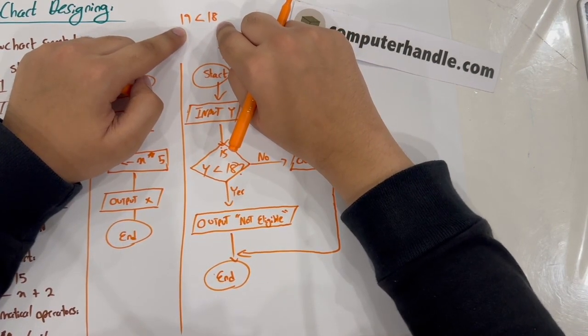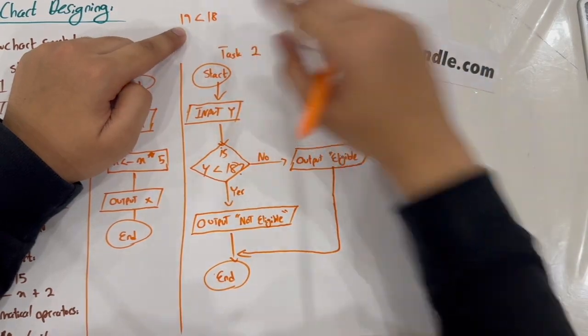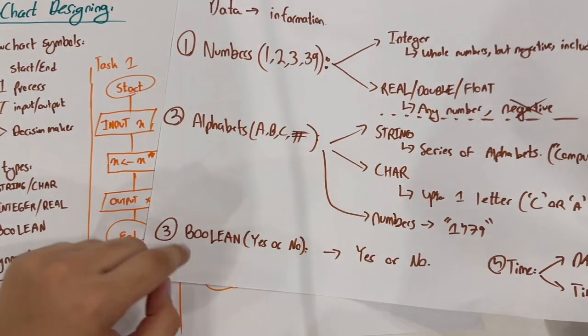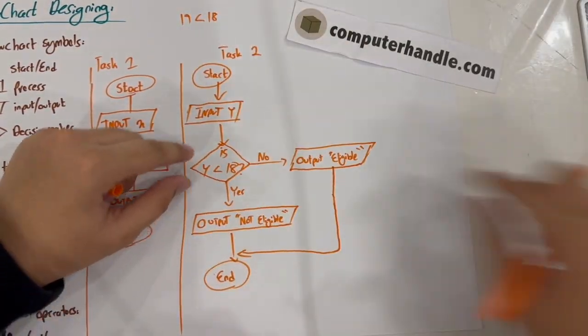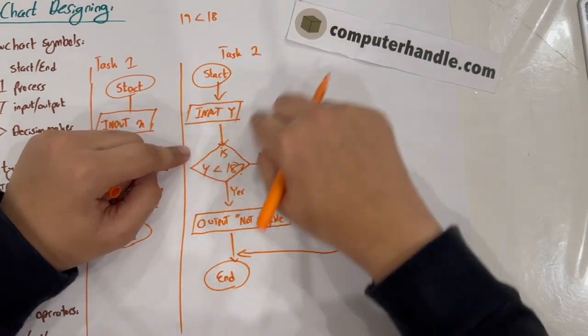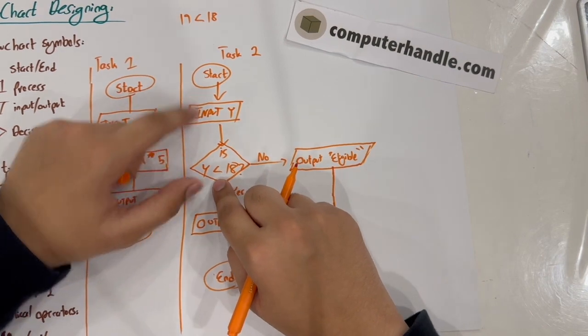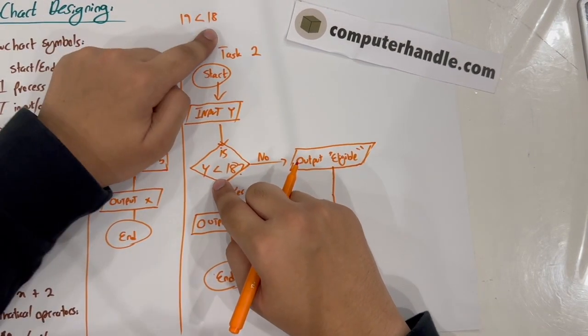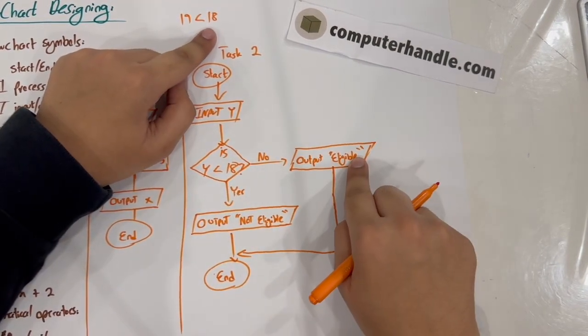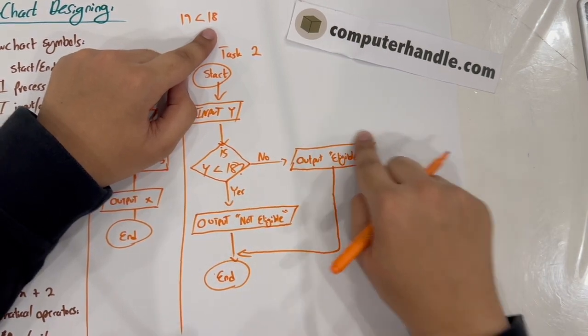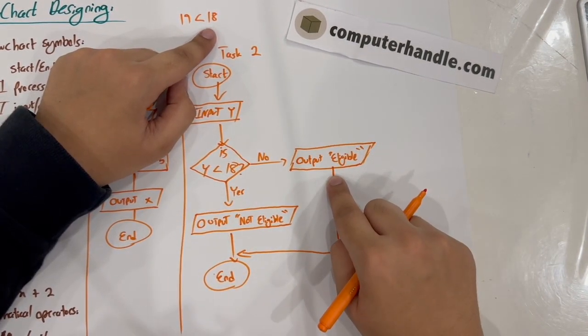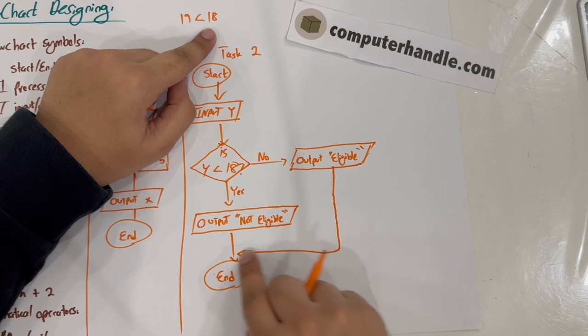No. This is, by the way, the Boolean data type we discussed right here, yes or no. And it will decide, depending on the data you inputted, whether it will be yes or no. Is 19 smaller than 18? No, it's not. We're going to move to this side. We'll output that you are eligible to apply for a driving license, and then it's going to go here and end the program.